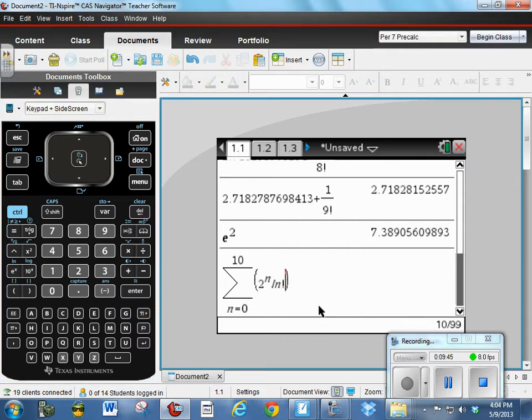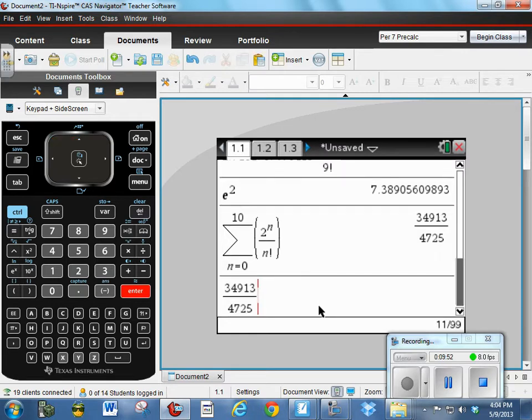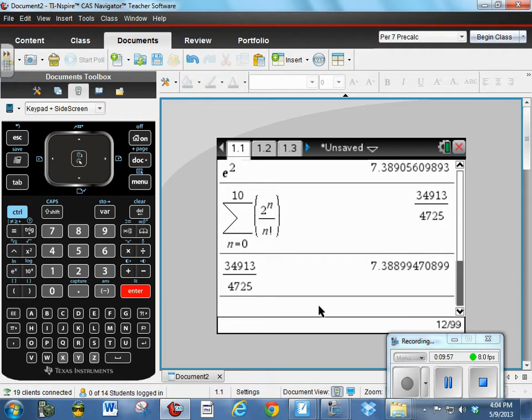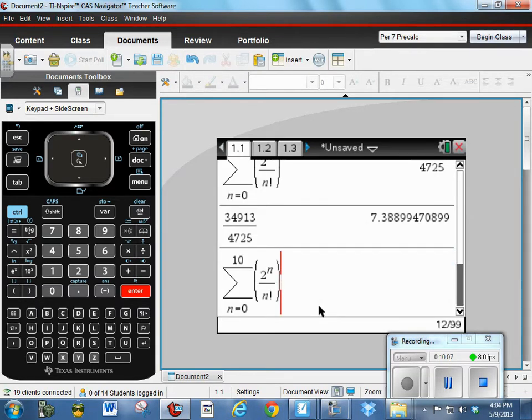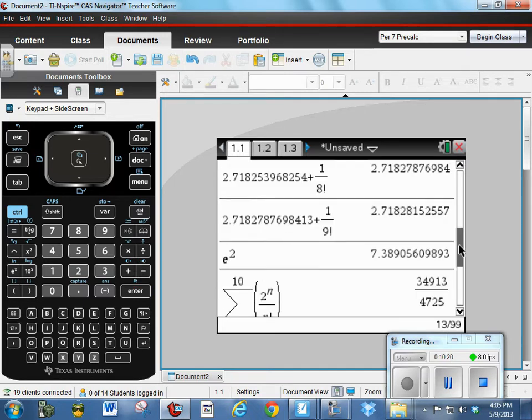And when I push enter, I get this crazy fraction, because it is adding up a bunch of fractions, and you know how this Inspire loves to just keep exact numbers. So I'm going to push Control Enter, and I'm at 7.38905, not quite enough decimal places. So why don't we grab this and change the number of terms. Why don't we make it 12 and see what 12 does. I'm going to do a Control Enter this time. 7.38905. I think that gives me enough decimal place accuracy.